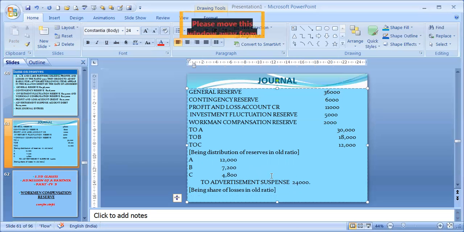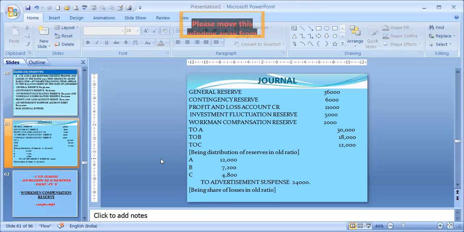Similarly, the losses, that was advertisement suspense 24,000, a fictitious asset, has to be distributed among the partners A, B, C in the same ratio 5:3:2: 12,000, 7,200, 4,800, being share of loss in the old ratio. So this is how we will be doing. There are separate treatments regarding investment fluctuation reserve and workman compensation reserve, which we will be doing in the next classes, or in the next video I will show.